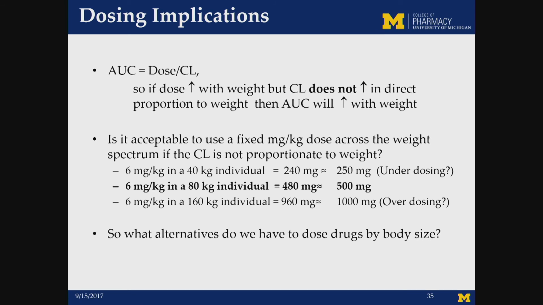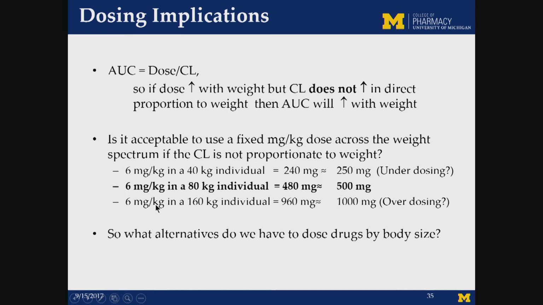So this has dosing implications because if the dose increases with weight or body surface area but clearance does not increase with that parameter, then what you would expect to see is a higher AUC in larger individuals. So is it really acceptable when we think about this, when we're thinking about a milligram per kilogram dose?